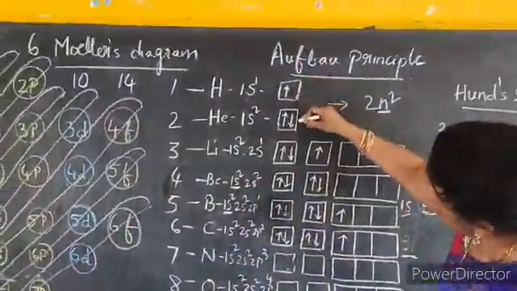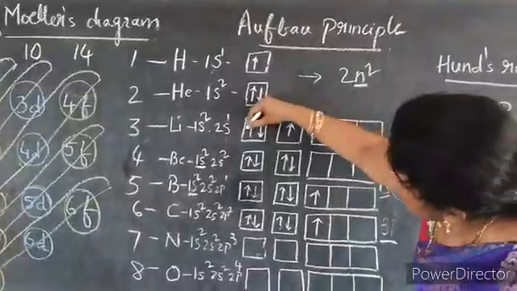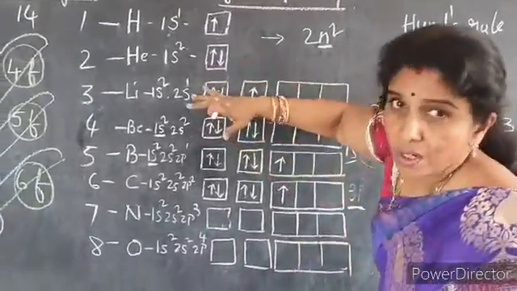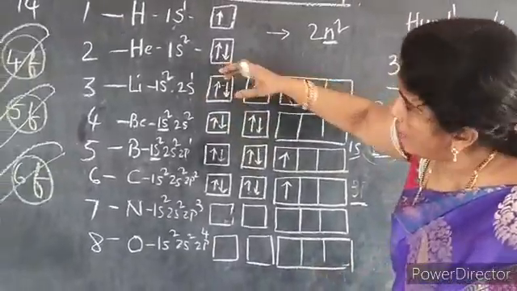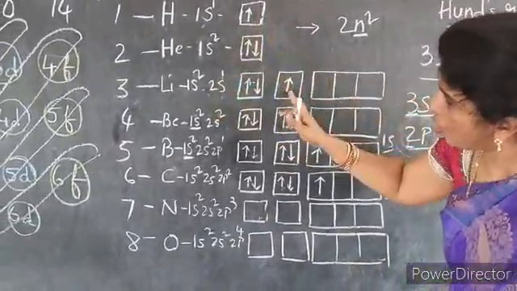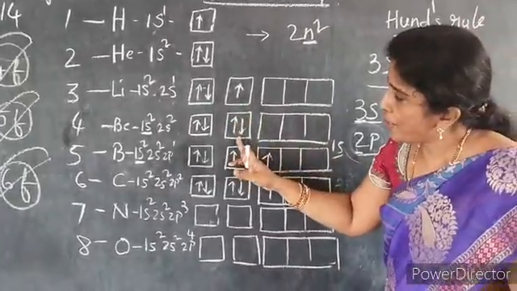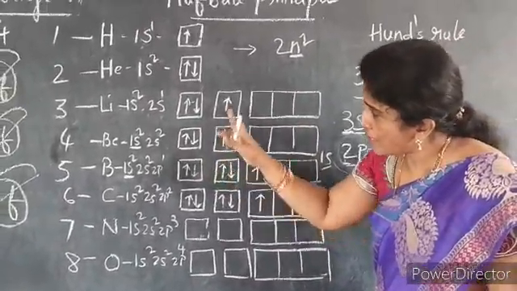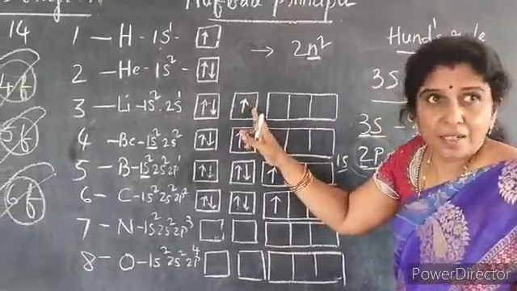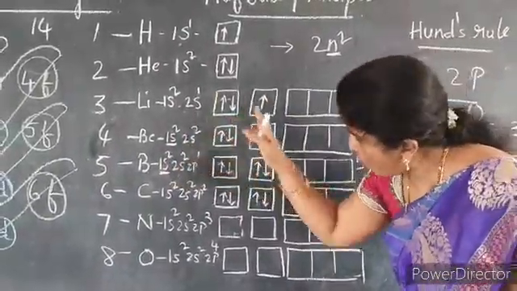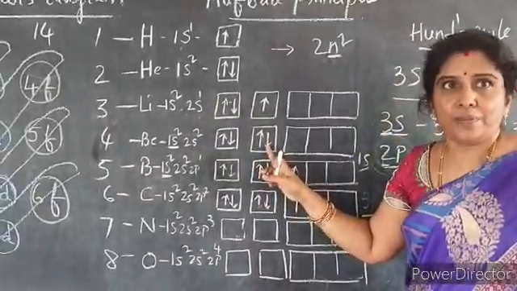Hydrogen has 1, helium 2, lithium: 1s is filled with 2 electrons, so there is no place left in the 1s. So what will happen? The third electron will go to the 2s orbital. Now in case of beryllium, it is half filled here. So what happens in case of beryllium? The fourth electron will go to 2s only.